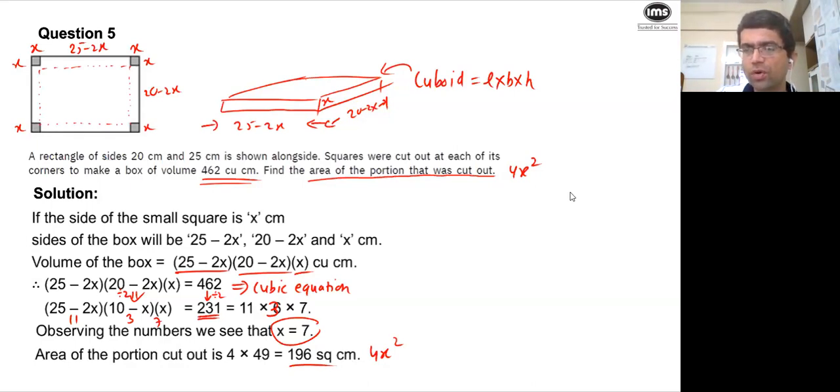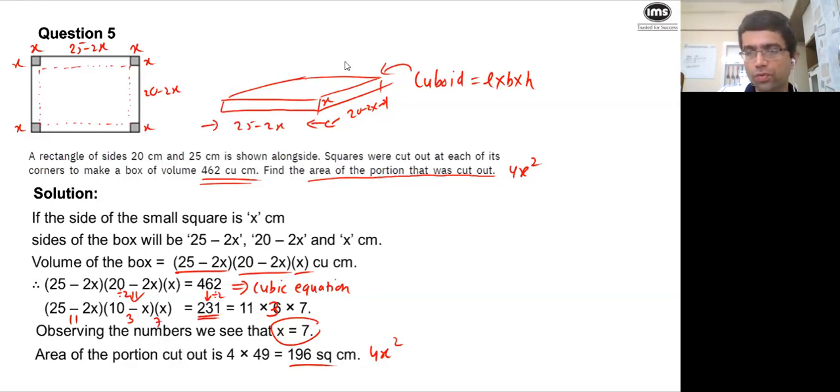So don't worry about what you don't need. Just focus on what you need. Mansi, you have been asked the area of the cut corners. Just worry about that. The folding part is what you missed. Otherwise, how will you make a box?